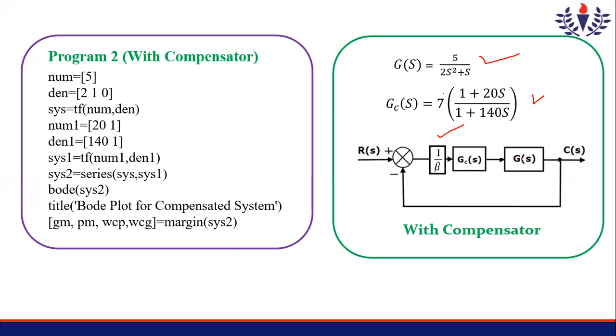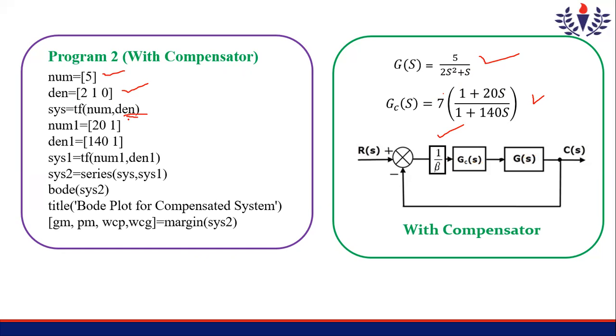So we are having two transfer functions. G of S, first we will enter the open loop transfer function data. Numerator 5 and denominator S square coefficient is 2, S power 1 coefficient is 1 and S power 0 coefficient is 0. So 2, 1, 0. And once we know this is the open loop transfer function, SYS equal to TF of numerator comma denominator.